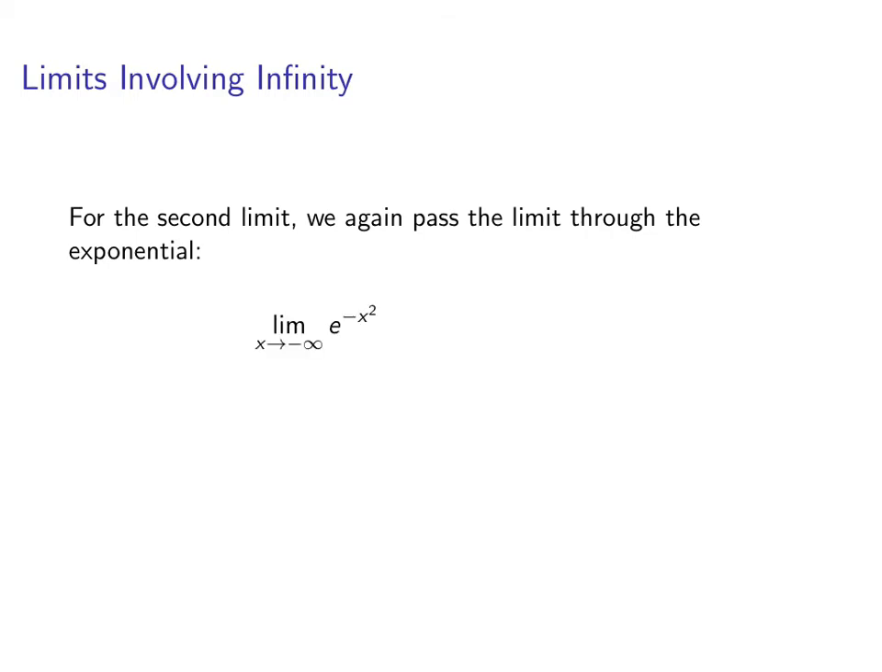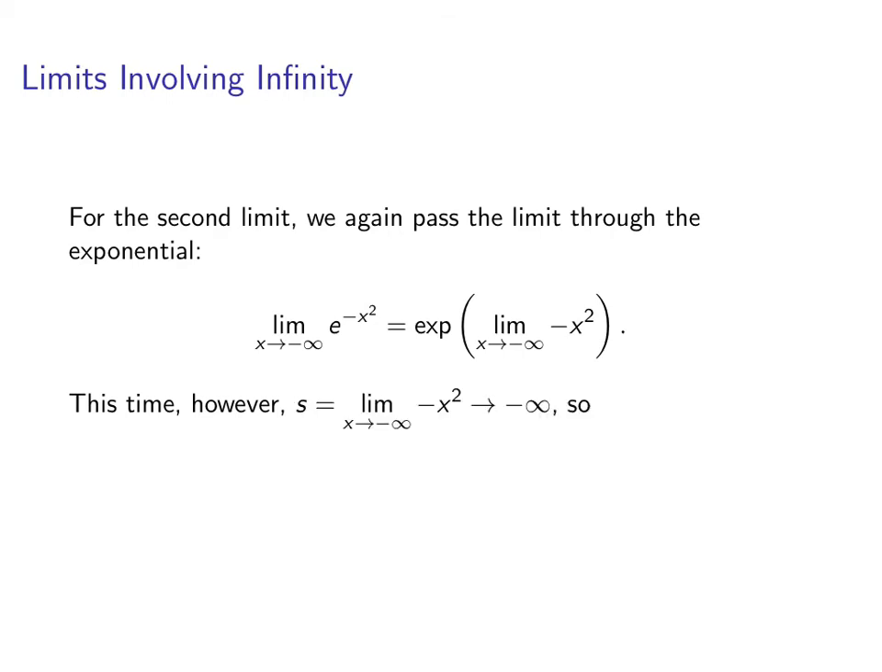Now in our second limit, we're going to again pass the limit through the exponential. So the limit as x approaches minus infinity of e to the minus x squared, we're going to do the same kind of thing, but this time it's different. This time, this s on the inside, this limit here, is going off to minus infinity. And so now, when we rewrite the limit and cast it in terms of an s, now s is going off to minus infinity. See, now if you have e to the s, before, e to the s went off to infinity because the s was going to infinity.